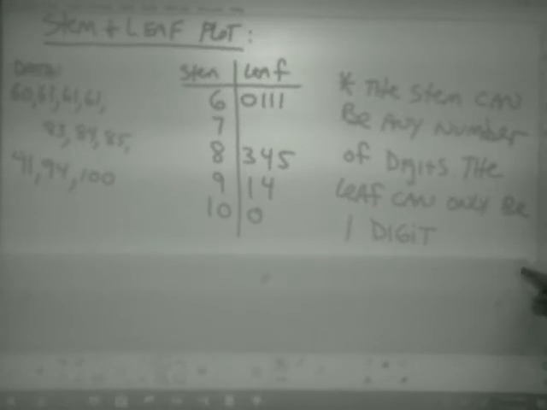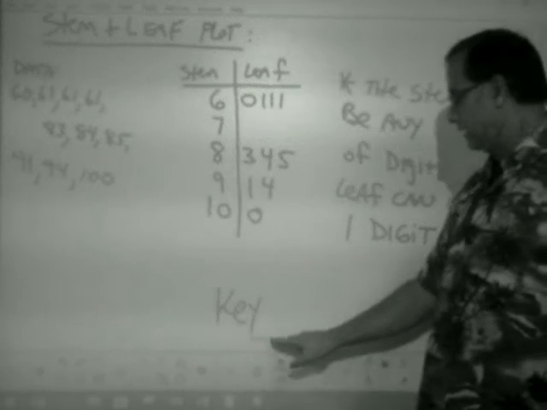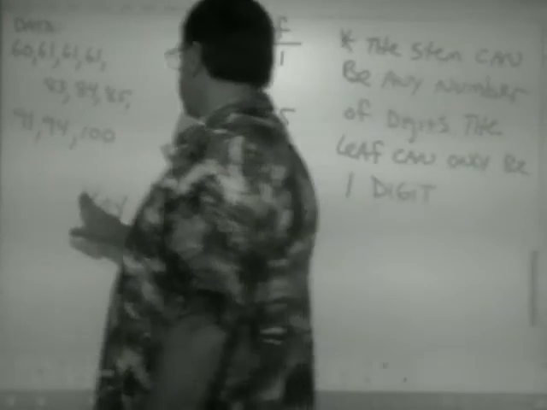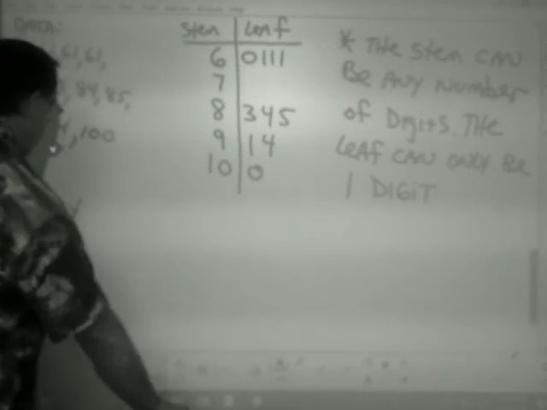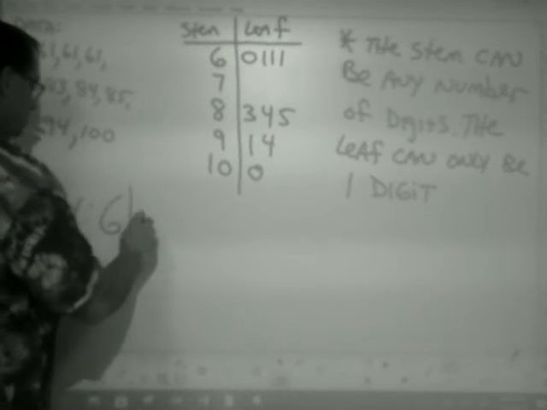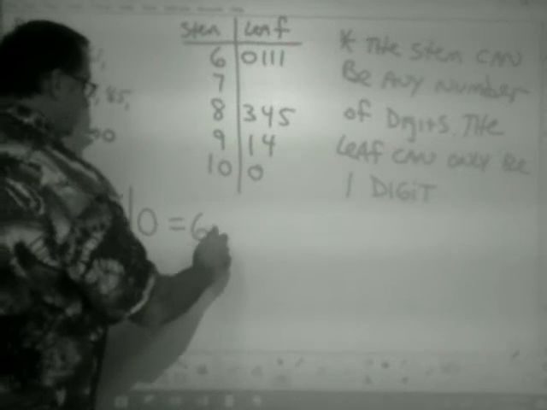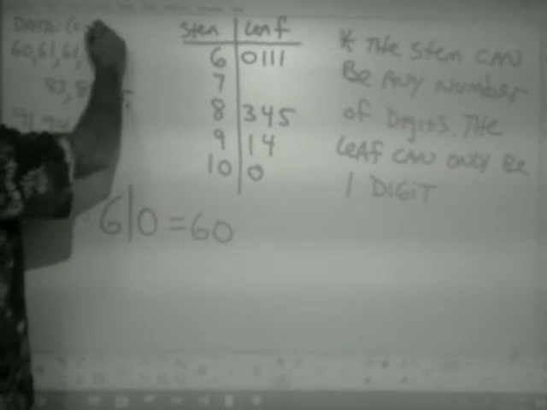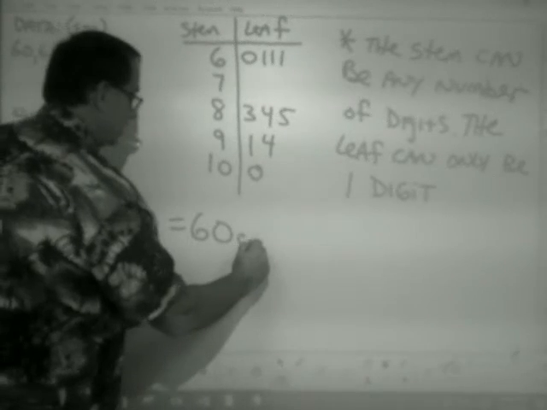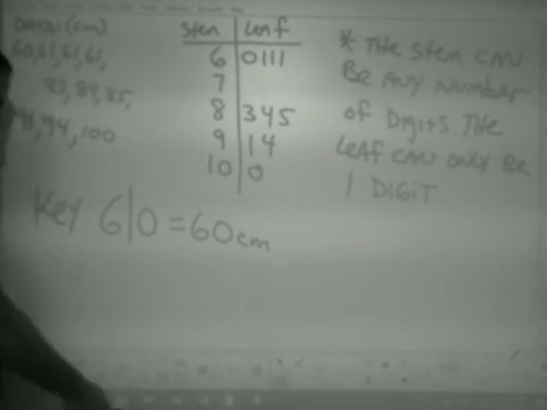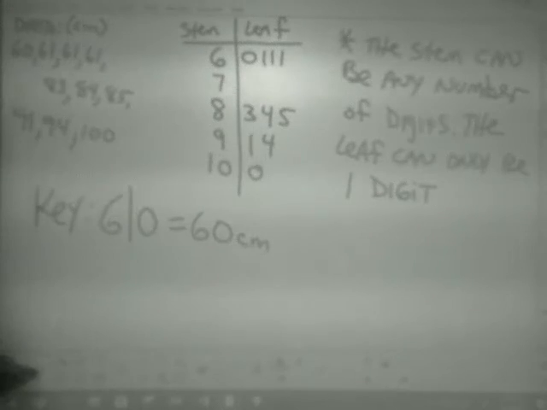But a stem and leaf is not complete unless you give it a key, because you have to tell the reader what it is that they're looking at. So our key here is going to be as follows. Let's just take the first one. 6/0 equals the number 60. Now, let's say all of this data was in centimeters. So this would be 60 centimeters. You need your units in the key as well.